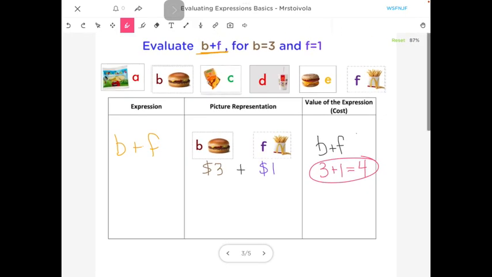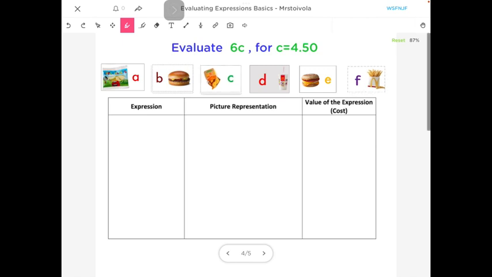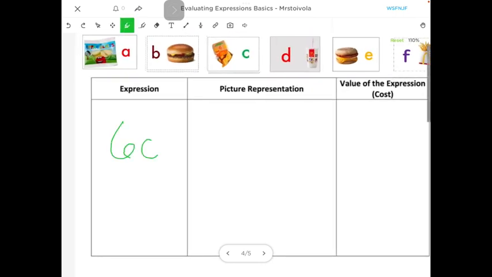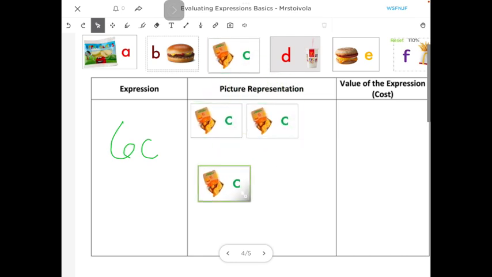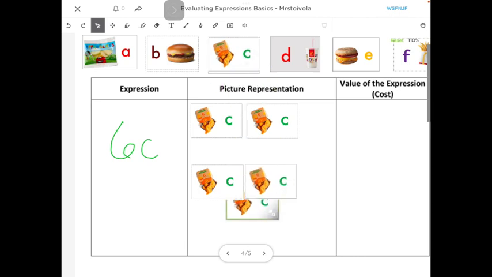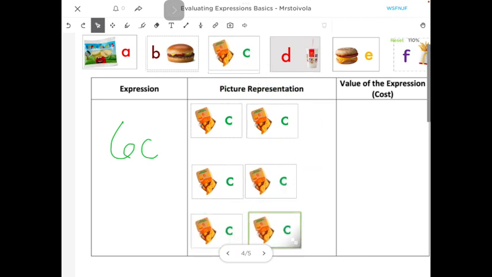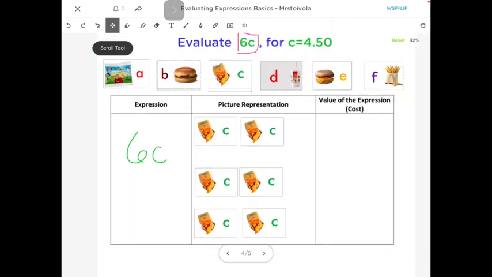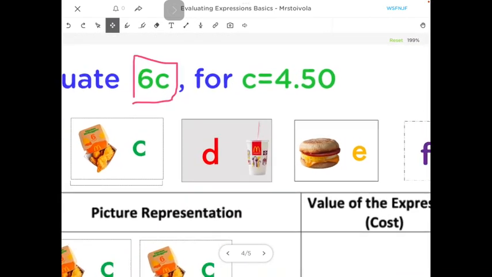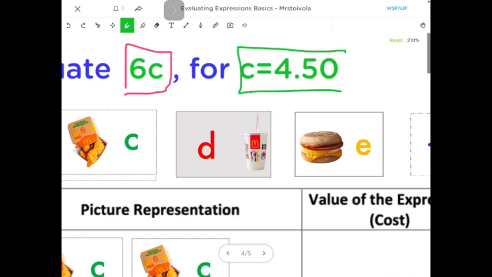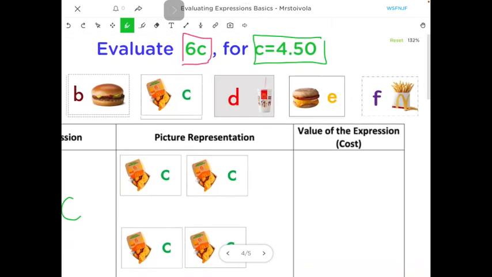It starts to get a little more complicated when we start adding in coefficients. So now it says evaluate just 6c. So I'm going to write that down here in the expression. It's 6c. So thinking about what that means, it means I'm going to McDonald's, and today I'm picking up 6 orders of chicken nuggets. 1, 2, 3, 4, 5, 6. Barely even fits in my box. That's a lot of chicken nuggets. I have to pay for these, and when I read the menu, it says that each order of chicken nuggets costs $4.50. Whew.